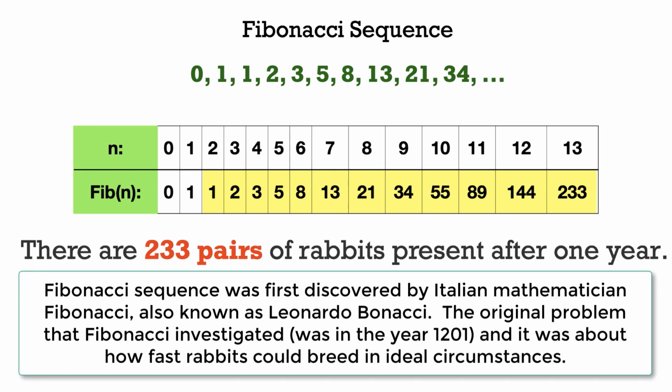For your information, the Fibonacci sequence was first discovered by the Italian mathematician Fibonacci, also known as Leonardo Bonacci. The original problem that Fibonacci investigated was in the year 1201, and it was about how fast rabbits could breed in ideal circumstances.